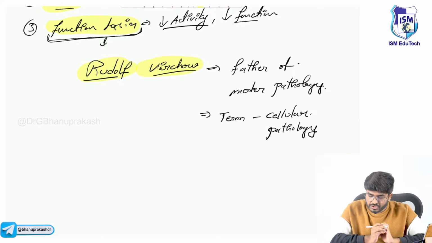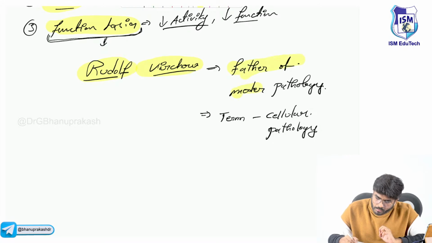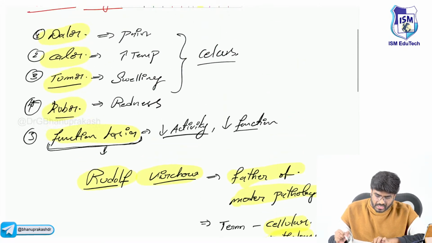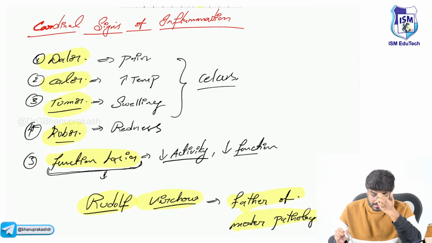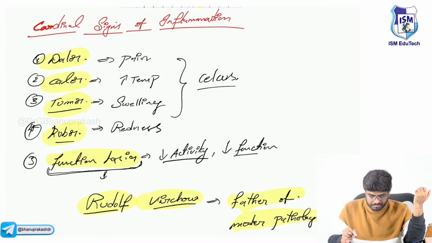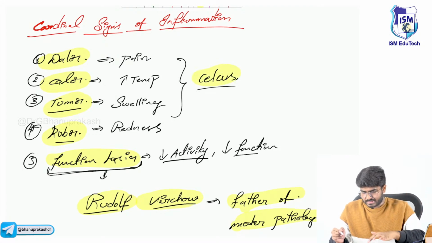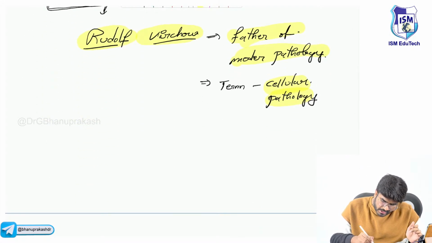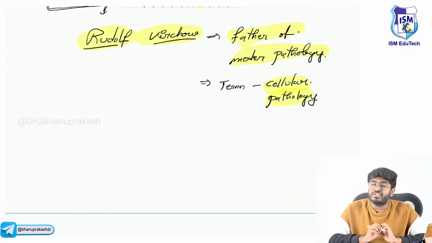Okay, so Rudolf Virchow is the father of modern pathology. He gave the fifth cardinal sign, that's functio laesa, the loss of function, and the other cardinal signs, the dolor, calor, rubor and tumor, were given by Celsus. Now, some important points which you should know for your exams regarding Rudolf Virchow.